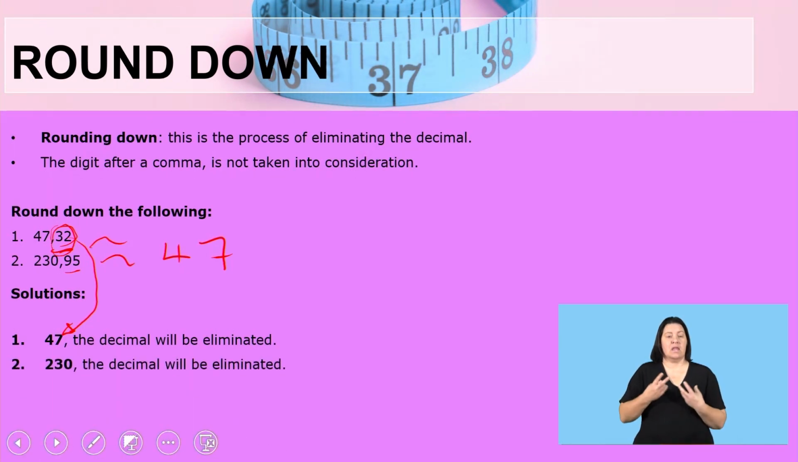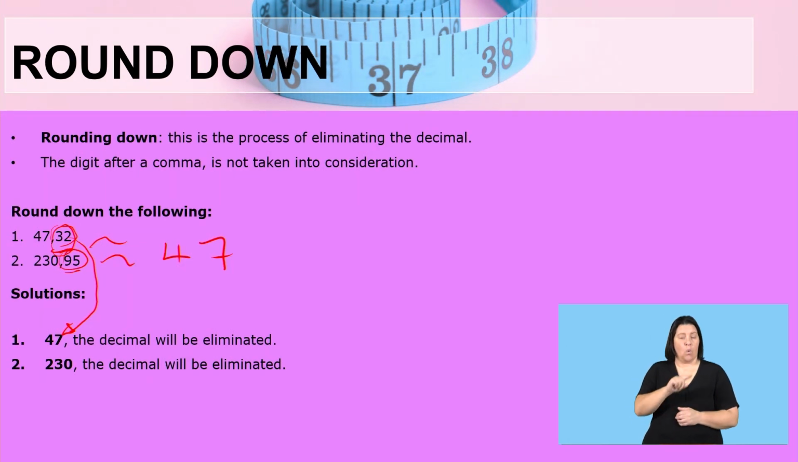And now we continue. For 230,95, the answer is 230 because we have eliminated 95. I still repeat that it doesn't matter whether the value is greater than 5 or less. Once we say round down, you just eliminate the decimal. So let us have a look at this question.